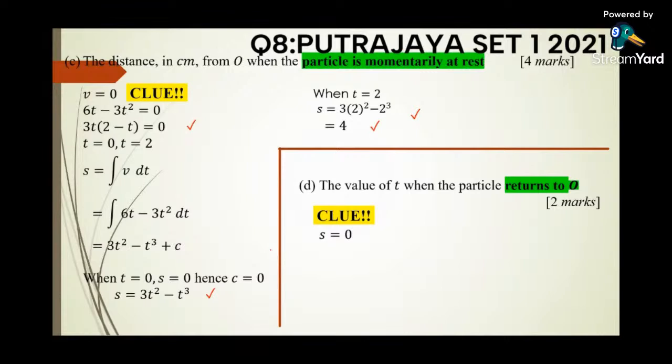Yang ni take note. So where is S? Do we have S? Yes. Kita dah cari kan dekat B, dekat C tu function for S. So kita pun equates to 0. Again use your calculator. Kita pun akanlah dapat jawapan T equals to 3. Dapatlah. Memang kita cari T equals apa kan? Dia nak satu je tu, value of T when particle returns to 0.